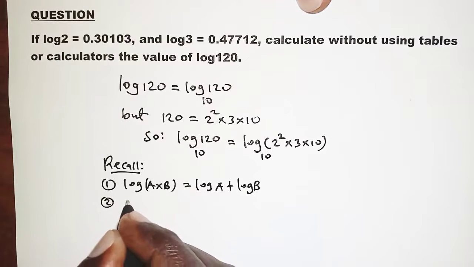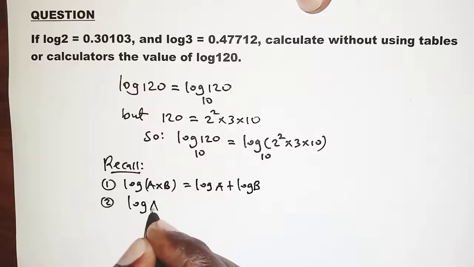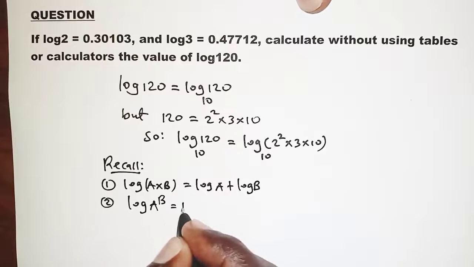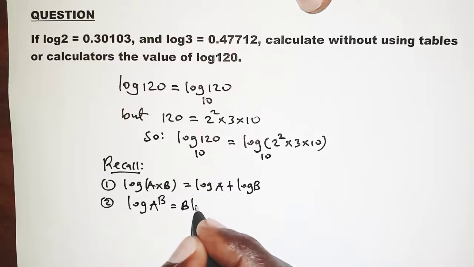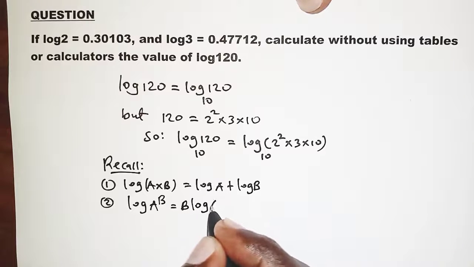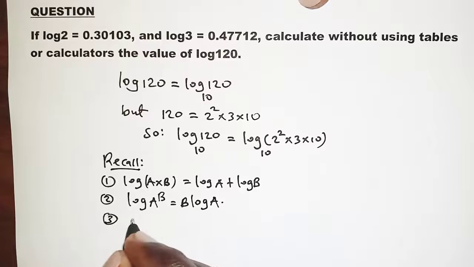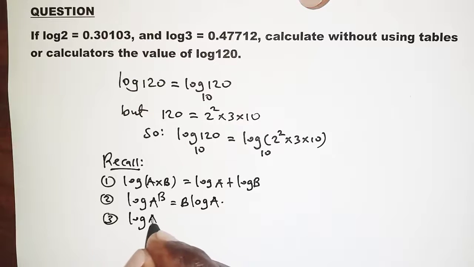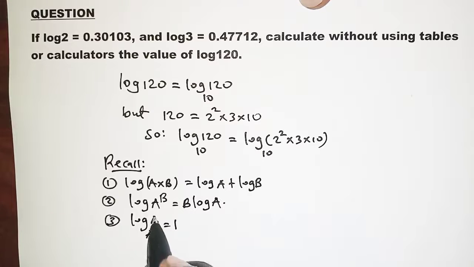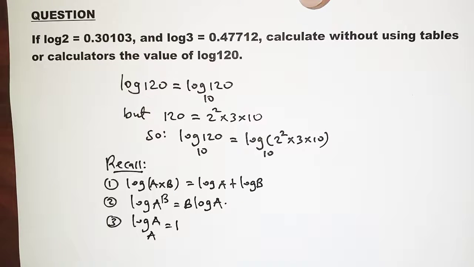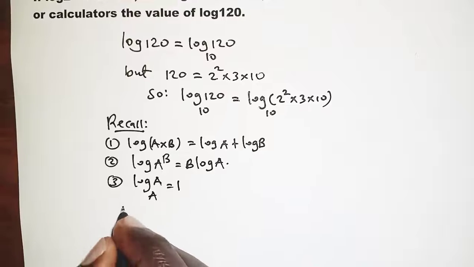Secondly, we also need to recall that logarithm of a raised to b is the same as b, which is the power, multiplying logarithm of a. And finally, we also need to remember that logarithm of a to base a is 1. So if you have same values at this point, that is 1.